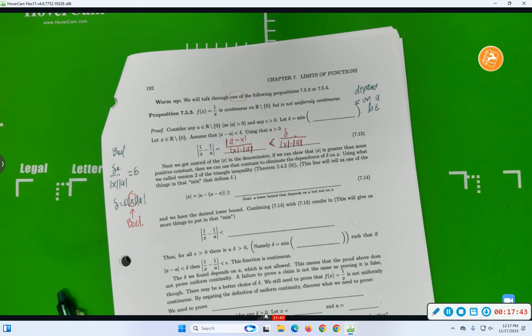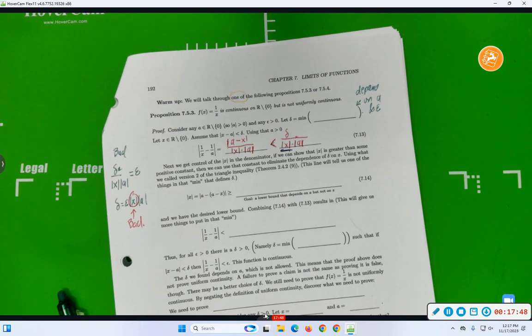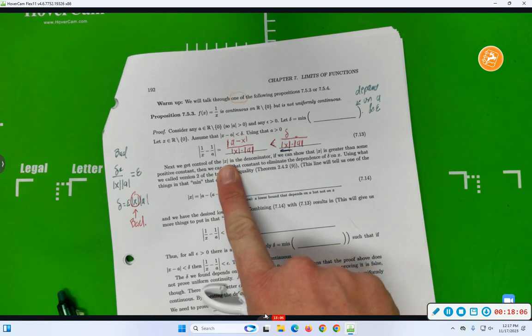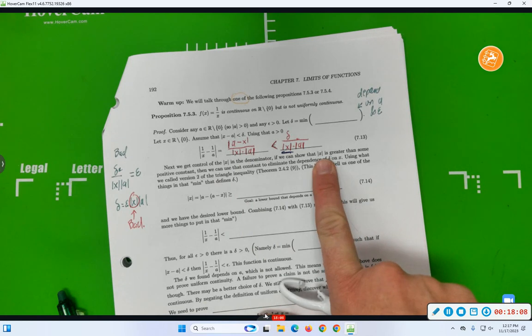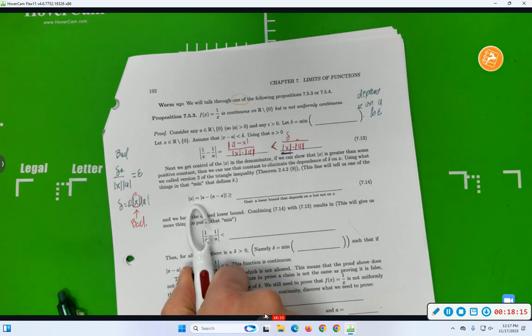I guess we need to try to replace this x with a constant up to inequality. We need to find a lower bound on how small that x can be, because it's in a denominator. So let's try to do that. Let's get control over that x in the denominator. If I can show that the absolute value of x is bigger than some positive constant, then since it's in the denominator, that inequality will flip. So let's try to do that.